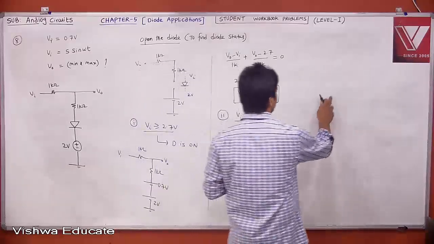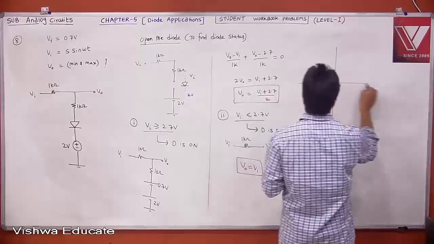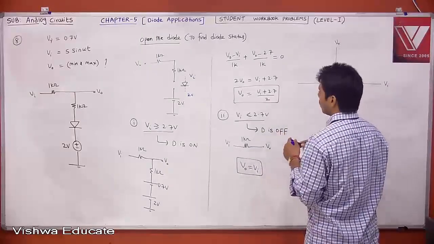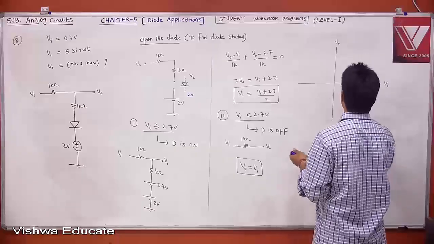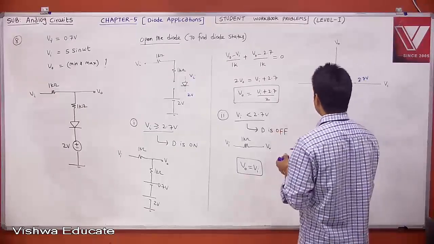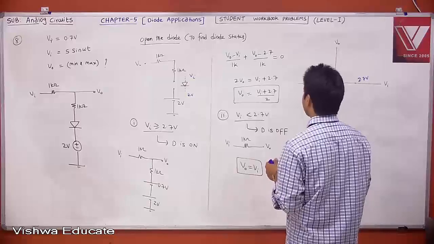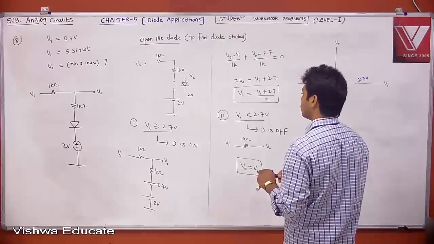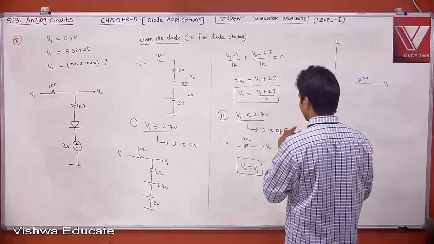Right? If you draw the transfer curve, the transfer curve is nothing but this is Vi and this is your V0. What is the break point? The break point is 2.7. Less than 2.7, V0 is equal to Vi. More than 2.7, this is nothing but Vi plus 2.7 by 2.